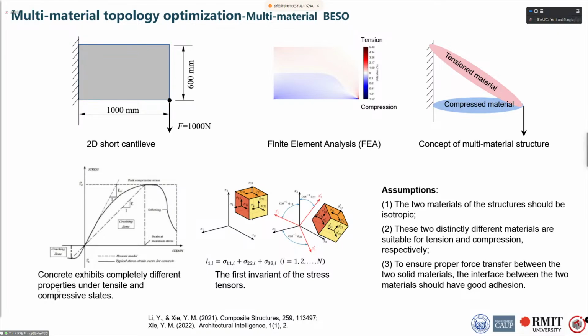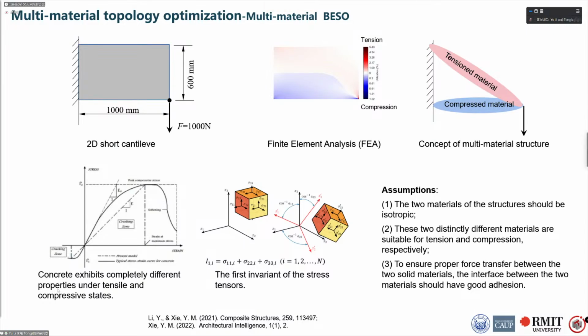As for how to judge whether an element in the structure is tensioned or compressed, here we use the first invariant of the stress tensor as a criterion, which is the value that reflects the volume change of an element. When it's larger than 0, the element is enlarged in volume, and this element is regarded as tensioned. When it's smaller than 0, it means the element is decreased in volume, and accordingly, it can be regarded as in compression.